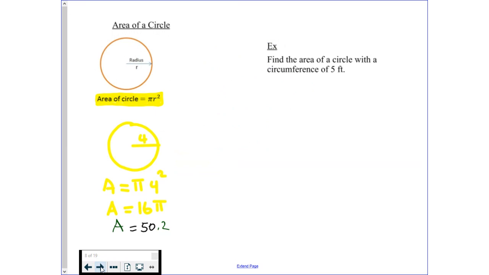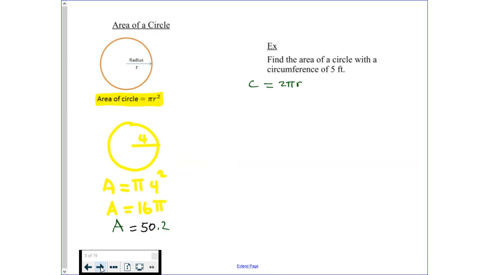Now, let's see this example. It says find the area of a circle with a circumference of 5 feet. So the circumference is given. Let me give you the formula for circumference: C is 2 pi r. What is given is the circumference. For area, we need the radius, not the circumference. So we have to find the radius to find the area.